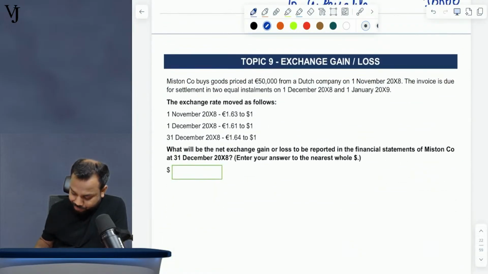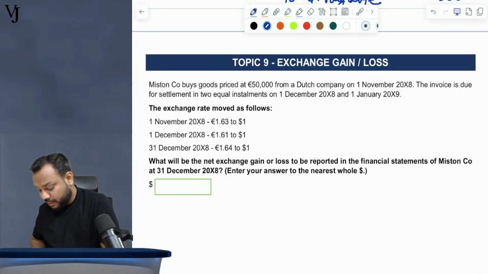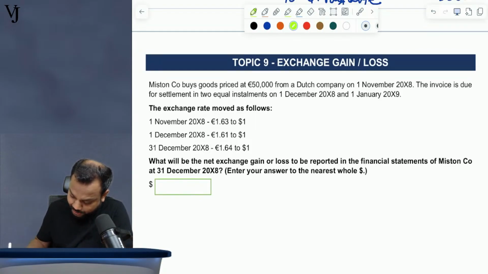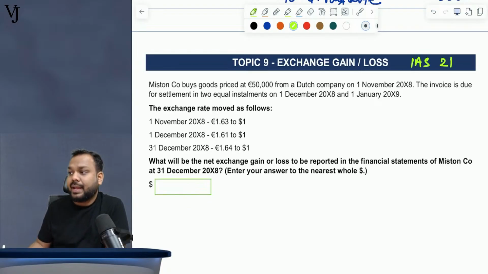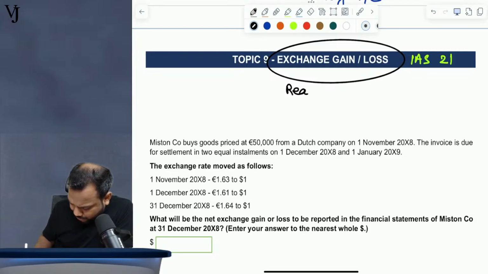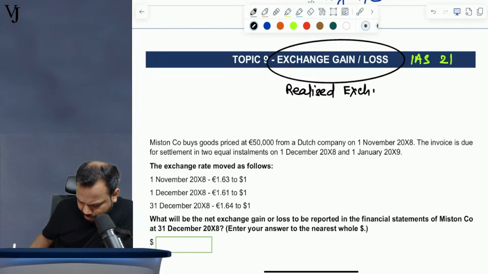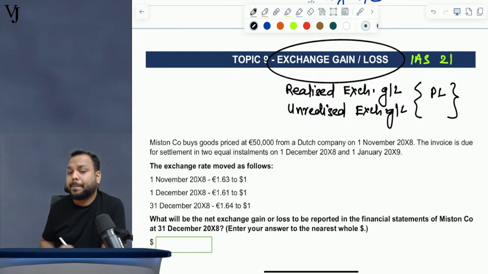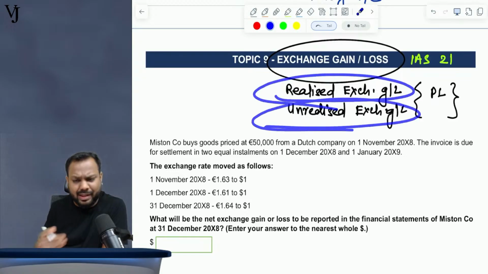Okay, now moving on to the next adjustment, that is exchange gains or losses as per IAS 21. As per IAS 21, what is the treatment of exchange gain or loss? Whatever the exchange gain or loss, irrespective of whether it is realized or unrealized, both of them will go to P and L. I believe it is clear.